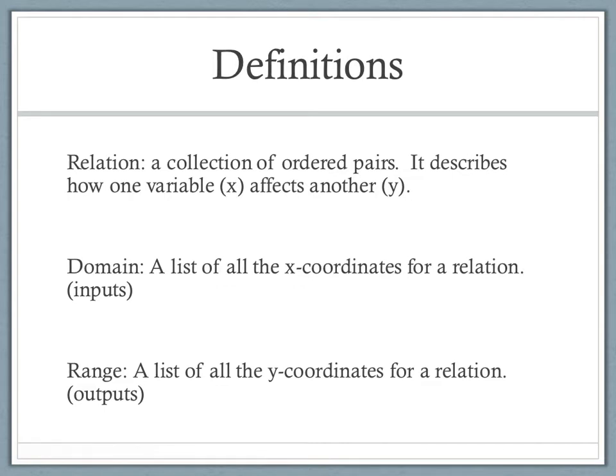Okay, domain is your list of all your x values, or your inputs. So all your x values are your domain. All your range are your y values. So the big thing here was: a relation is just pairs of x's and y's, a domain is all your x's, and your range is all your y's. Go ahead and pause it and make sure you write these down.